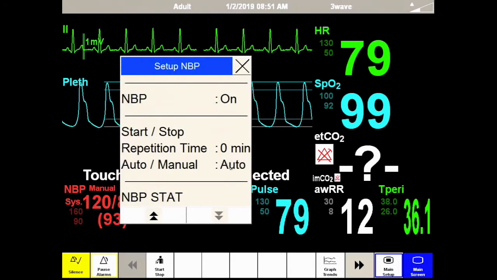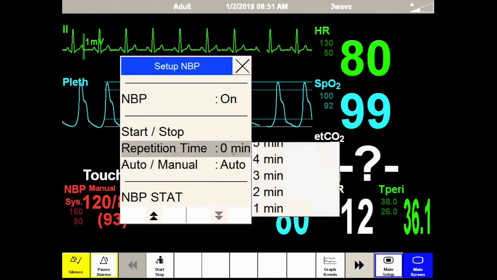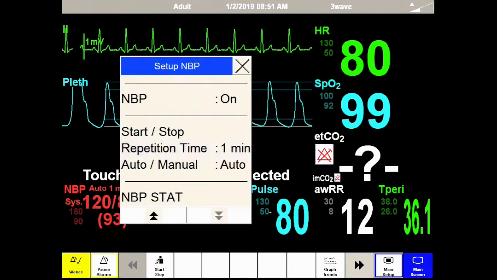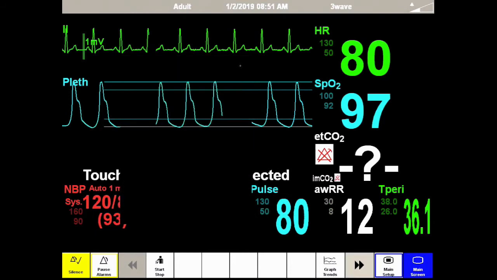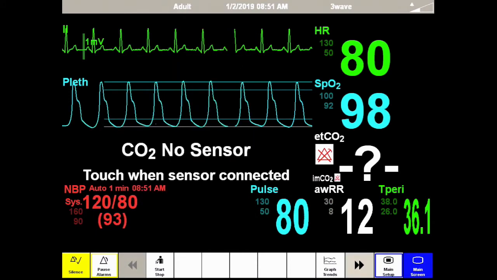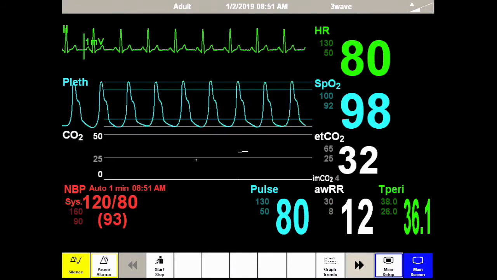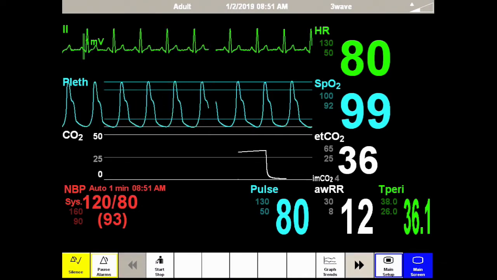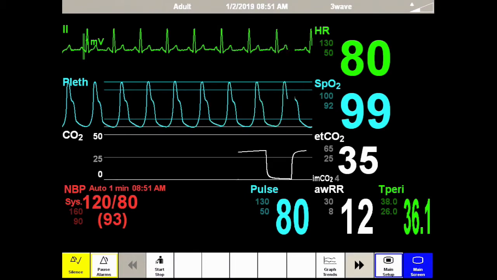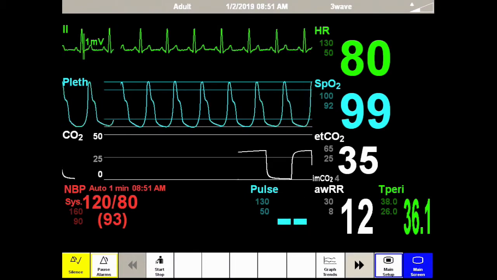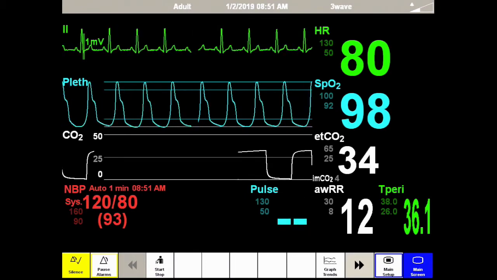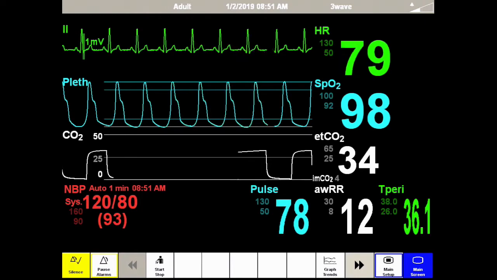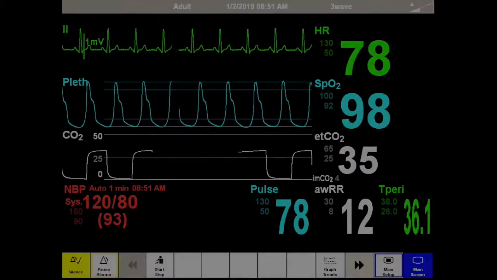This can be done by touching the numbers and selecting the desired time of how often you would like the blood pressure to cycle. End-tidal CO2 is also available on the monitor. However, an end-tidal CO2 detector must first be placed on the patient before it can be displayed on the monitor. Temperature will also be displayed on the patient monitor in the bottom right-hand corner of the screen, since you are unable to get an accurate temperature reading from the Manikin.